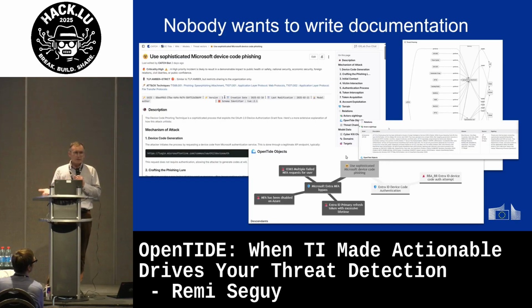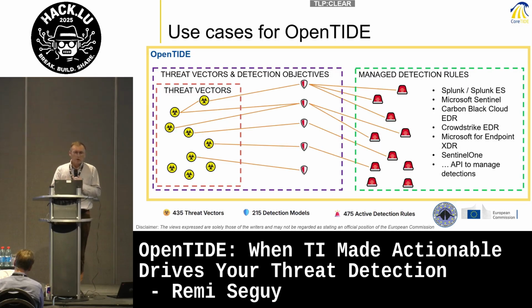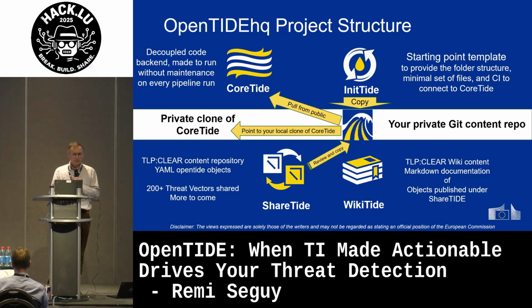The documentation is automatically generated when you commit, you merge one object. Automatically, there is a pipeline job to create the documentation and to also include snippets of the knowledge graph. You can use OpenTIDE for different use cases to manage your threat vectors together with the detection objectives, or to manage the rules only. But the best use case is to take the whole and to manage end-to-end from the threat vectors down to the rules, your system.